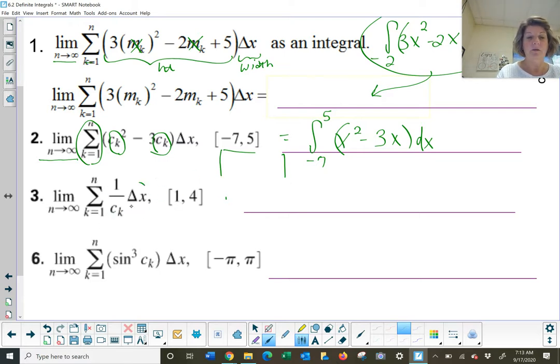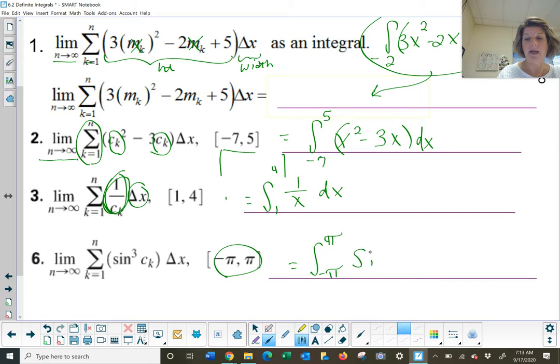Next one, width and height. So my function would be represented right there. This would be the integral from 1 to 4 of 1 over x times dx. And lastly, we are on this interval from -pi to +pi of sine cubed of x dx.